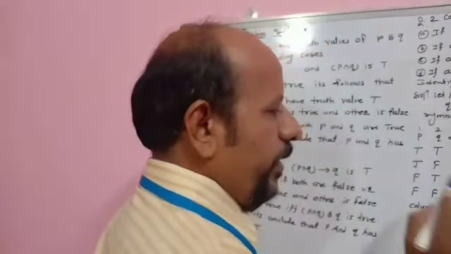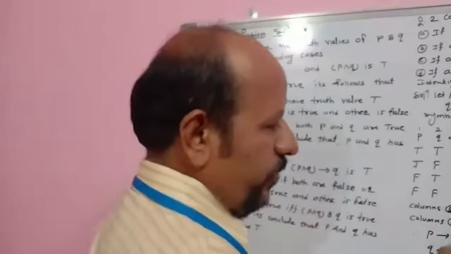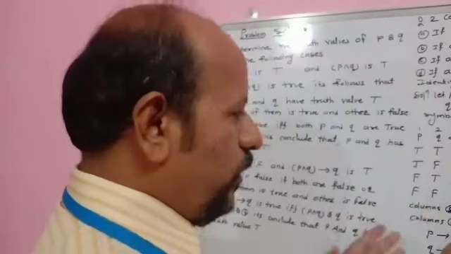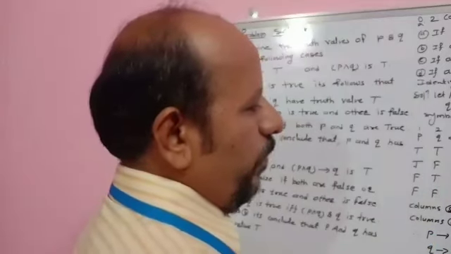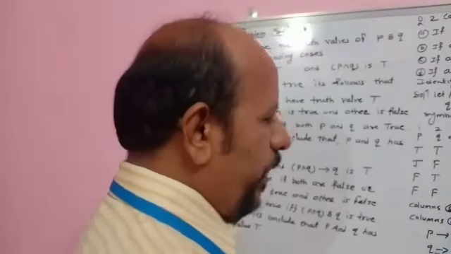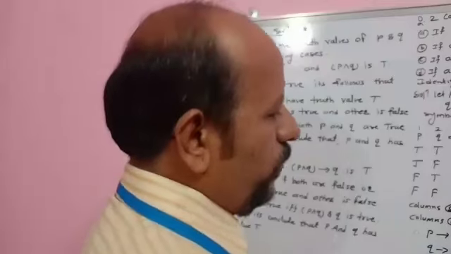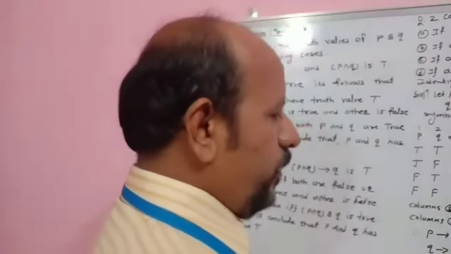That means 5 and 8 have the same meaning, and 6 and 7 have the same meaning. Therefore, what is 5 and 8? 5 means P implies Q is logically equivalent to negation Q implies negation P, and Q implies P is logically equivalent to negation P implies negation Q.